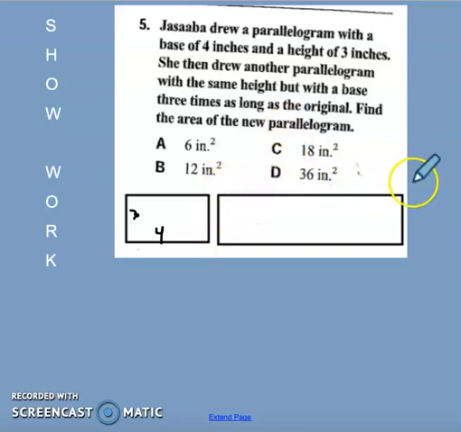Well, to find the area, I need to know the dimensions of this one. So it tells me the height is the same, so the height is going to be 3, just like it was over here. If the base is 3 times longer, then I take this base of 4, multiply it by 3, that tells me that this is 12 inches. Okay, so if I want to find the area, I just multiply 3 times 12, which gives me 36 inches squared. I always square units with area.